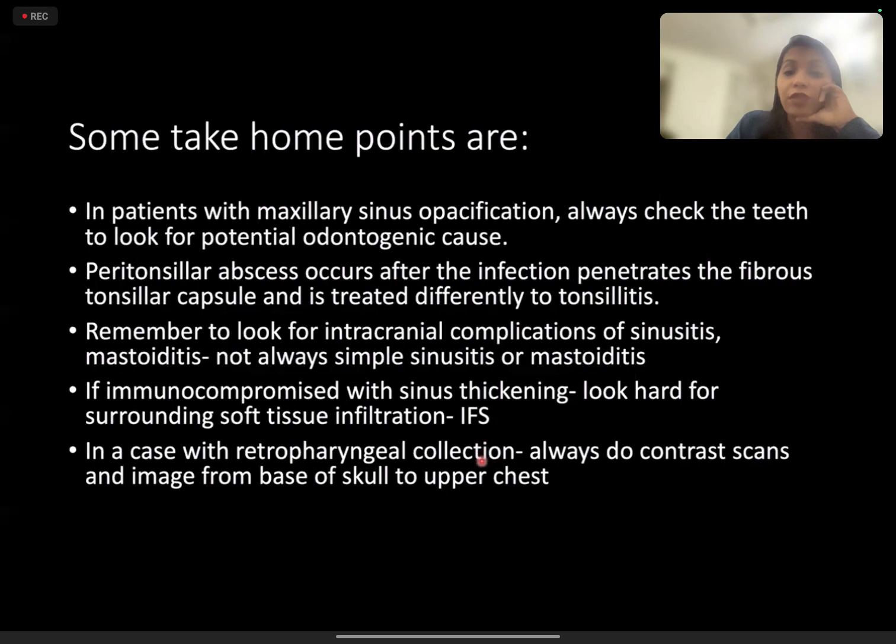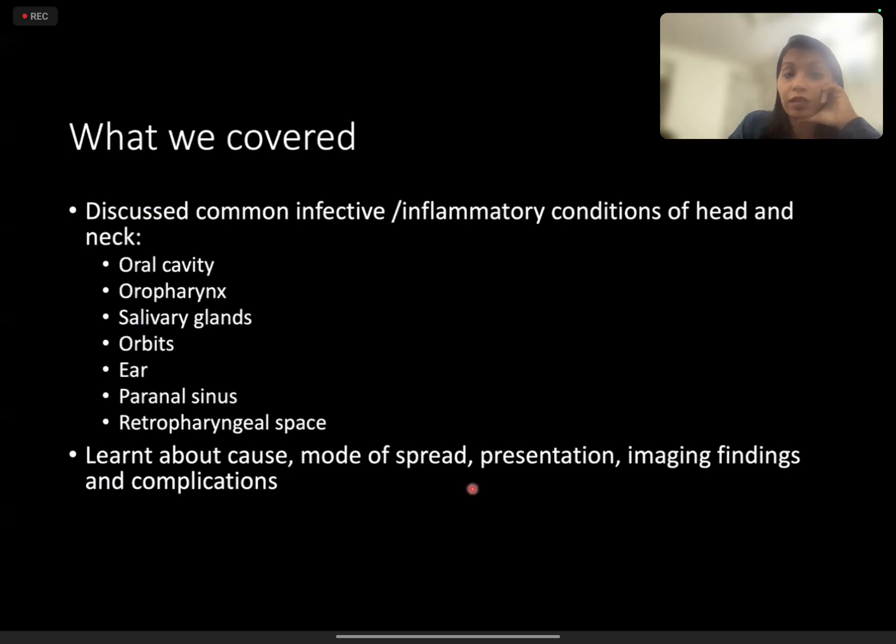And in a case of retropharyngeal collection, always do a contrast scan from the base of the skull to the upper chest to look for potential complication and spread. So there we go.